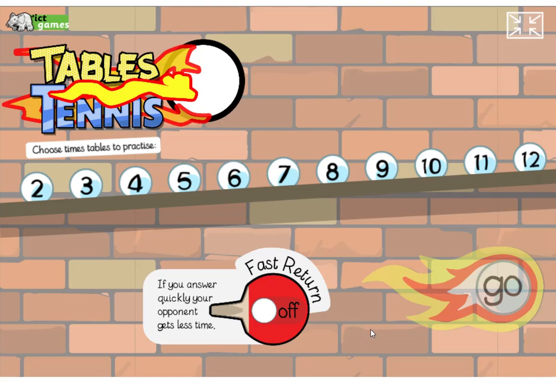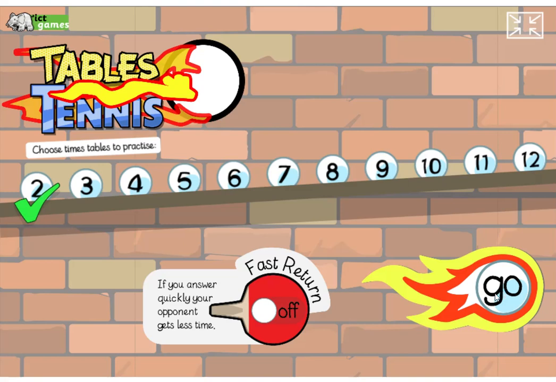Also, if you've got a tablet, you can try tables tennis on the website. In tables tennis, you choose the 2 times table. This is not going to be suitable for year ones, just suitable for the people who feel they're really comfy with their 2 times table. So this is for the year 2s who are really comfy with it.